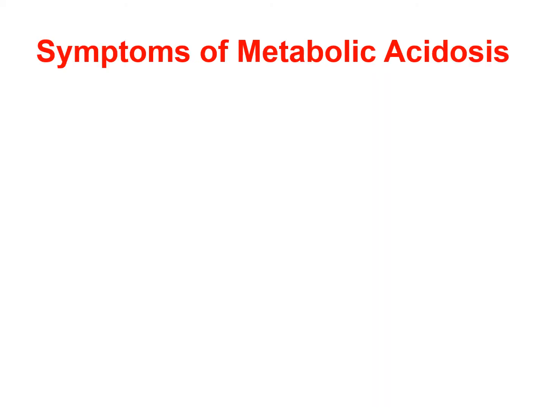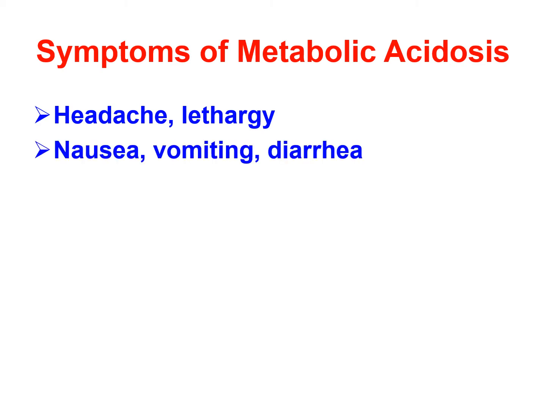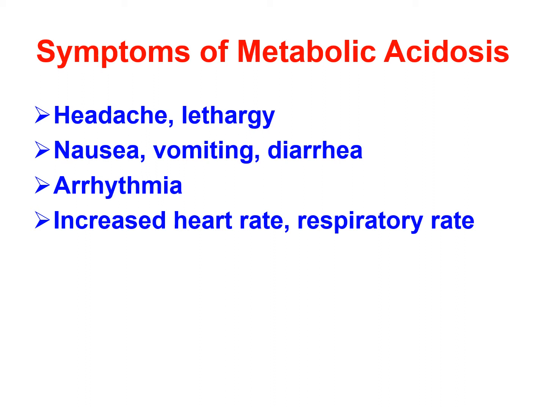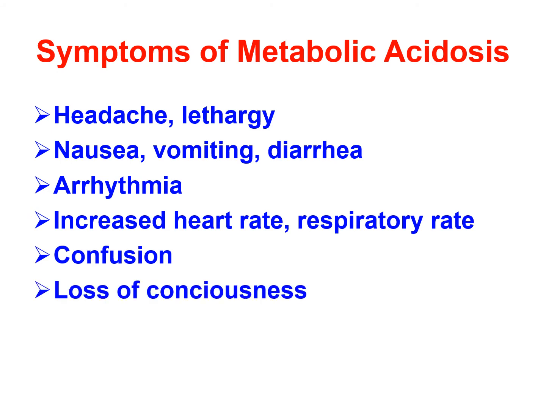Now, how does a clinician know that it is metabolic acidosis? The patient may come with a complaint of headache, lethargy. There may be nausea, vomiting, diarrhea. Arrhythmia may be observed. Increased heart rate or increased respiratory rate, that is Kussmaul breathing, may be observed. There can be visible confusion or even an altogether loss of consciousness.